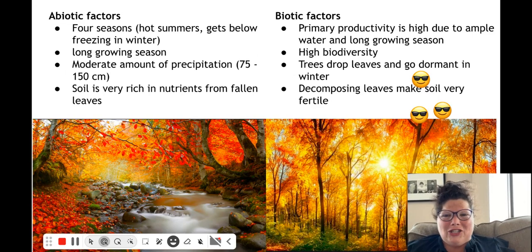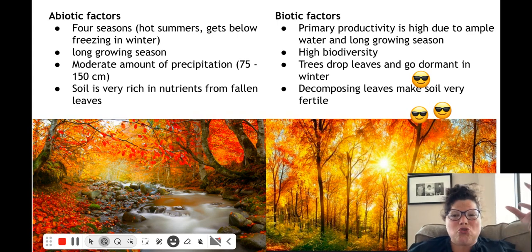So abiotic factors, 4 seasons, super important right there. 4 seasons, this is our first area that has all 4 seasons. It does get below freezing in the winter, not a big deal. Long growing season, lots of precipitation, y'all know that. And because of that, because of the trees and the seasons, we have a lot of leaves that drop. And when those leaves drop, it's going to create a very nutrient-rich soil.